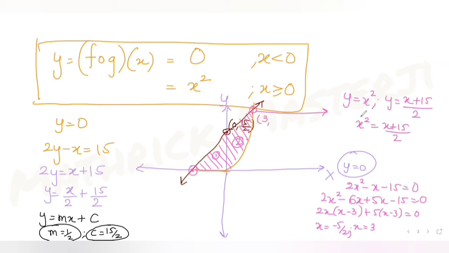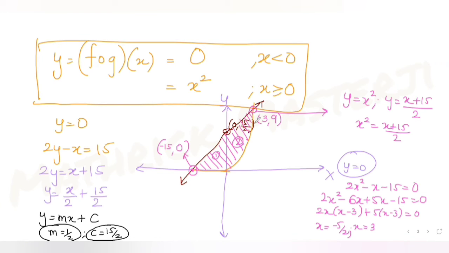When x is 3, y is x square, which is 3 square, which is 9. So you get these coordinates as (3, 9). And for this other coordinate, I already know y is 0 here, so it is also lying on the line. If I put y as 0 in this equation, x becomes minus 15. So you have that as minus 15.